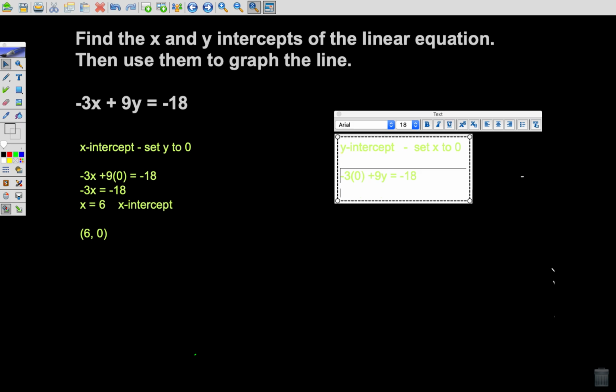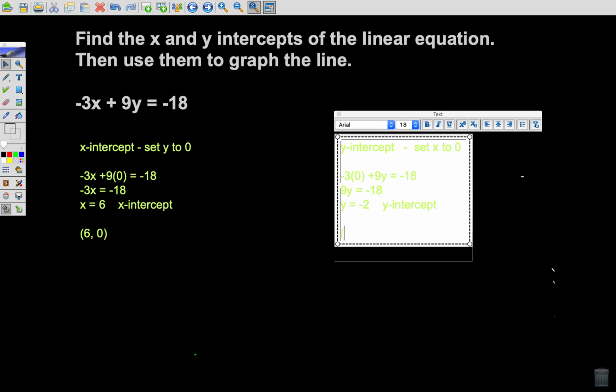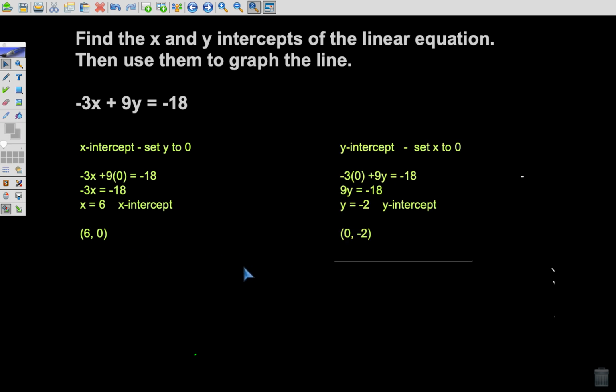All right, when we solve, we get -3 times 0 is 0, so we get 9y equals -18. Divide by 9, and we're going to get y equals -2. So this is our y-intercept, and it gives us the point 0 for the x, but -2 for our y. Now we have 2 points that we can graph.